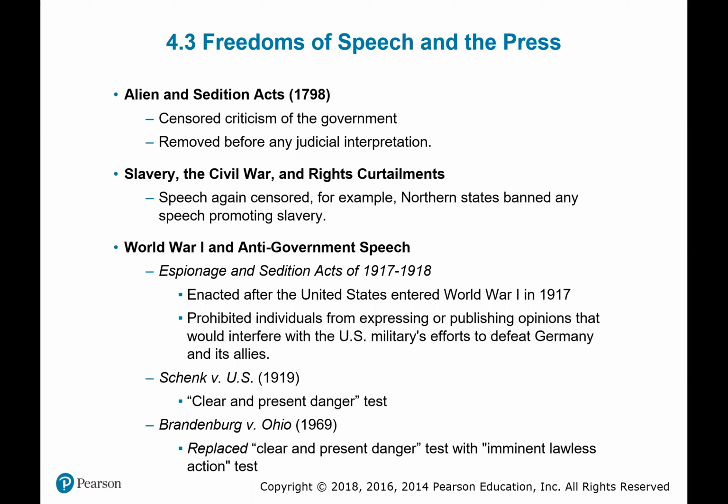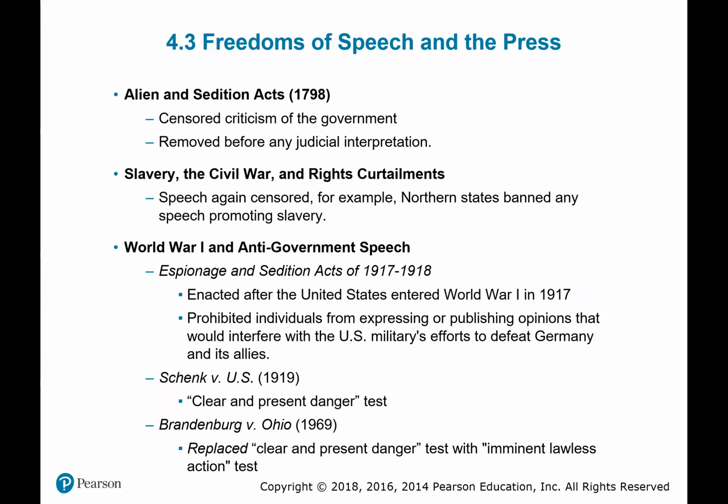Freedoms of speech and the press. The Alien and Sedition Act. So just after we get started as a nation under the Constitution, we have the Alien and Sedition Acts come in 1798, which censored criticism of the government, and that was very unpopular and was used by Thomas Jefferson and others in the 1800 election, and pretty much destroyed that group.